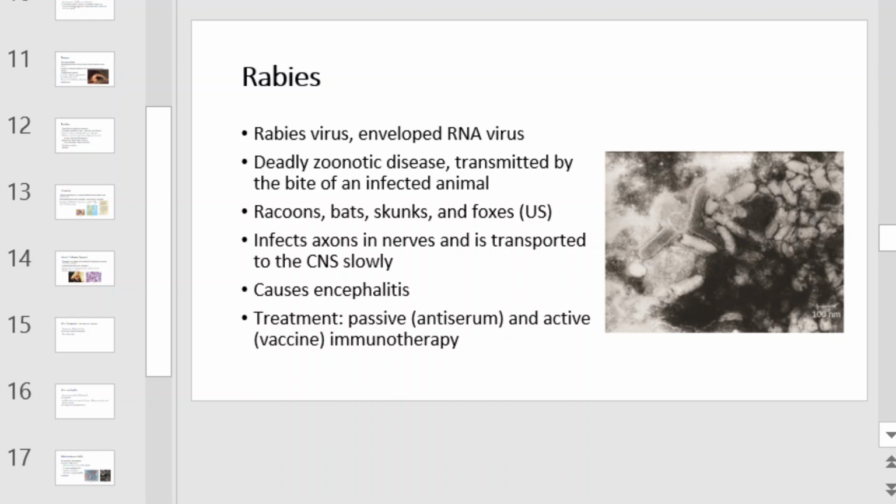Rabies virus is an enveloped RNA virus. It is a deadly zoonotic disease transmitted by the bite of an infected animal. Raccoons, bats, skunks, and fox are common carriers and transmitters of rabies in the United States. It infects axons and nerves and is transported to the central nervous system slowly, resulting in encephalitis. There are treatments available, which include antisera and a vaccine prophylactic.